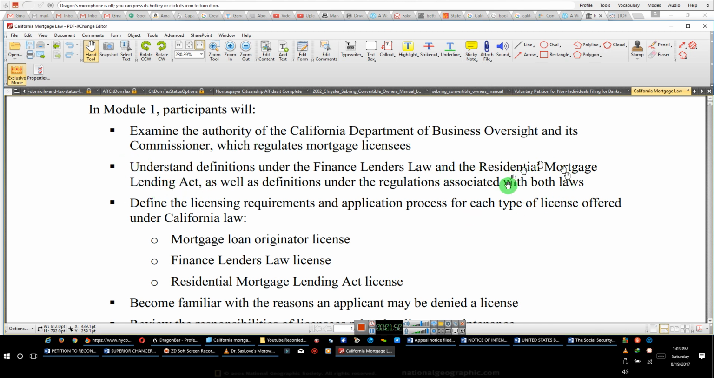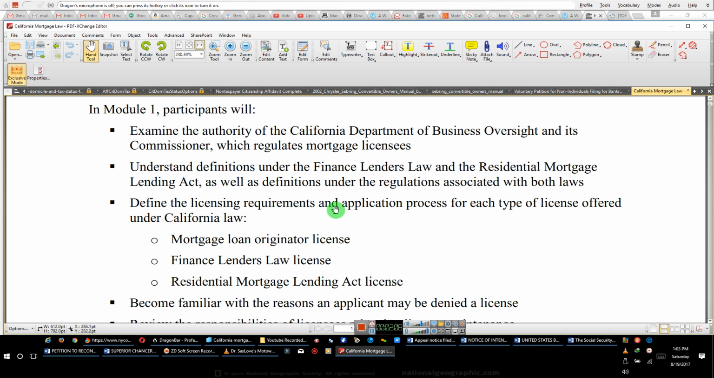The Residential Mortgage Lending Act is very important for you Californians. You need to understand that. Read it, read it, read it. You become an expert at it and you will save so many people and their properties. Okay? I'm not joking. That's where the rules are.